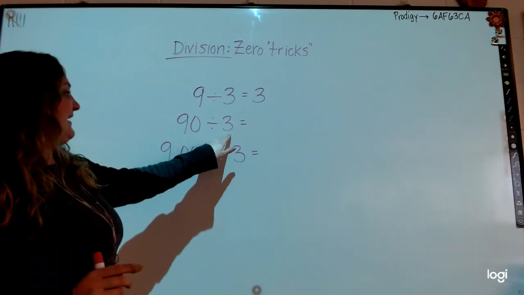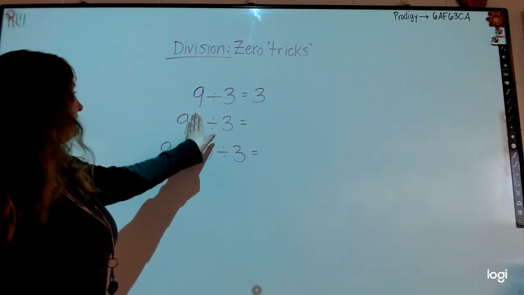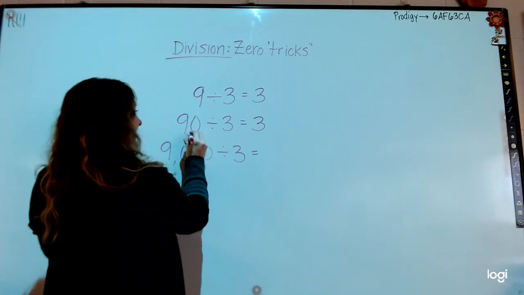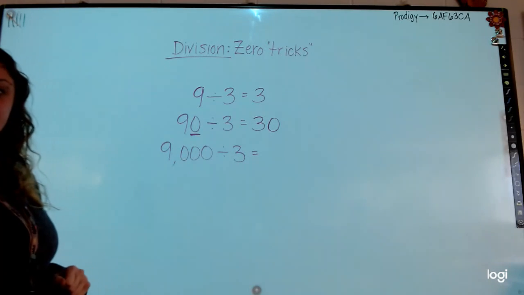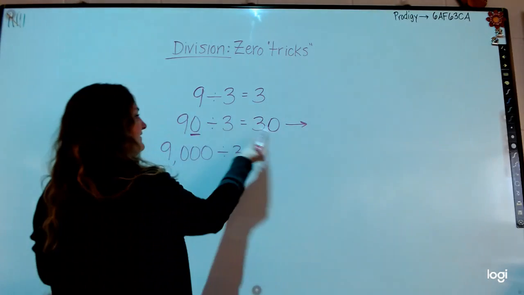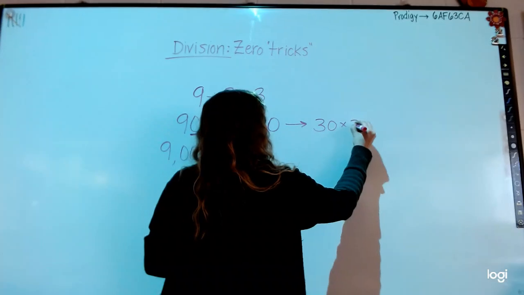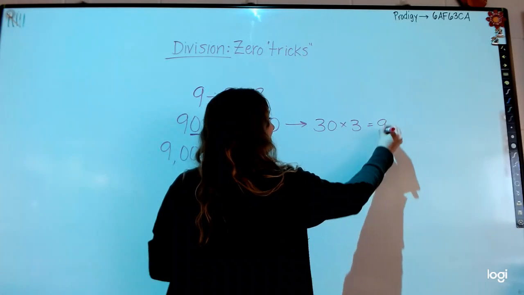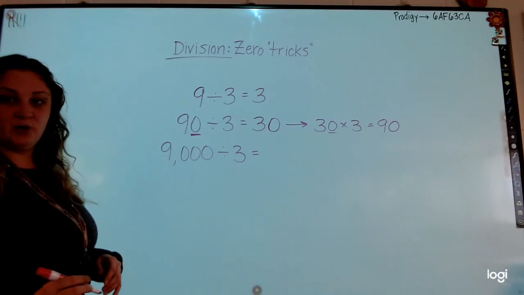All right, 90 divided by 3. Well, if I cover up that 0, it's going to make this problem easier for me to solve. 9 divided by 3 is 3. And then I have 1 0 I covered up that I have to tack on to the end. Just like before, if I wanted to check my work, I can say, all right, well, if this is true, 30 times 3 has to be 90. So if I covered my 0, 3 times 3 is 9. Add my 0 on. Okay, that's a good way to check your work.